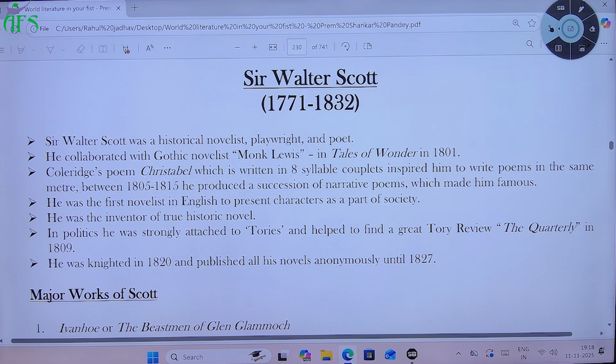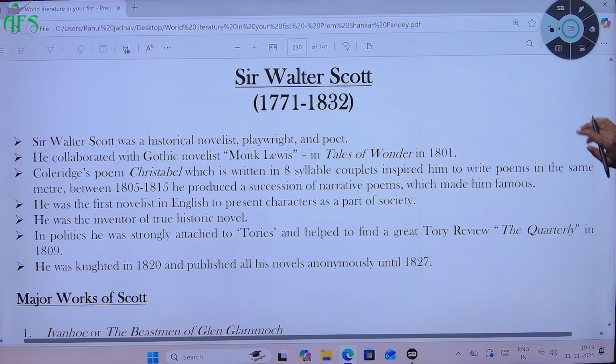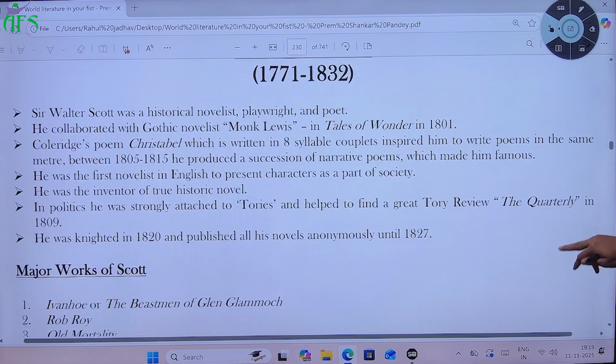He was the first novelist in English to present characters as a part of society. He was the inventor of the true historical novel. In politics, he was strongly attached to the Tories and helped to found a great Tory review, the Quarterly, in 1809. He was knighted in 1820 and published all his novels anonymously until 1827.